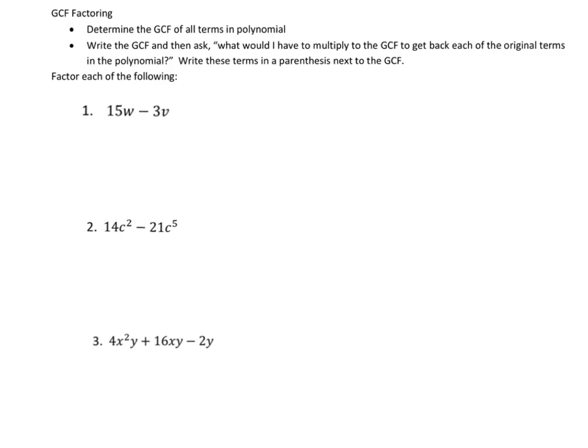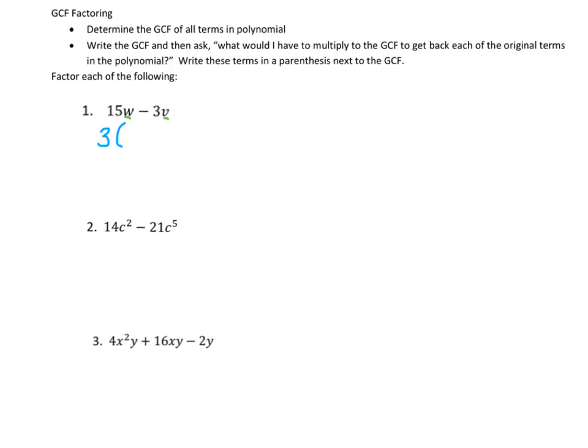So let's look at the first one. 15w minus 3v. So first thing is to determine the GCF. So like we were just practicing, between 15 and 3, the greatest common factor, the largest number that divides into both 15 and 3 would be 3. Okay, now look at your variables this time. You have a w and you have a v. They are not in common, and so therefore 3 is the only part of the GCF that you have. You don't get a variable this time. Only a number comes out.